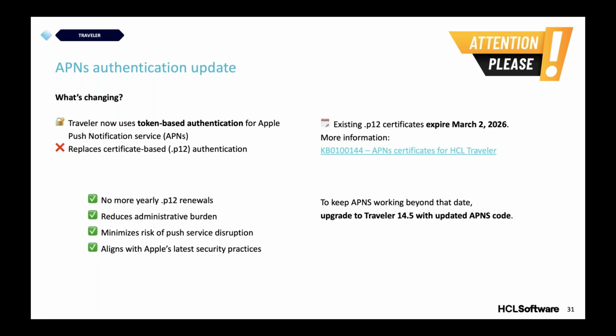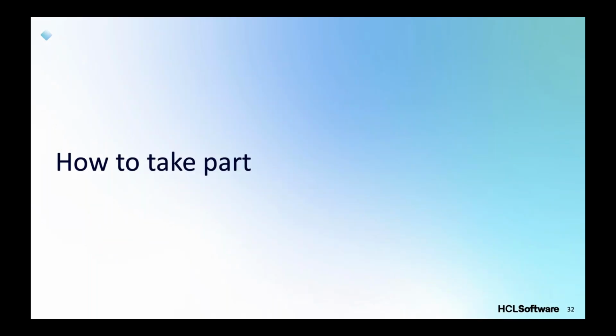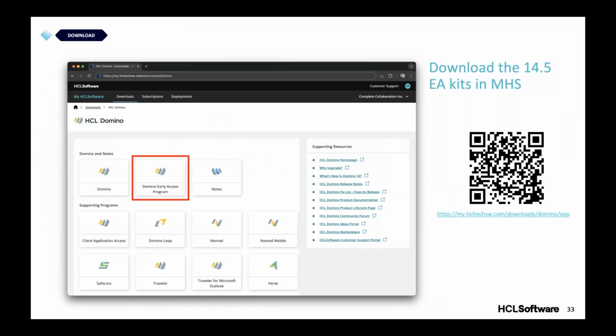All right. And with that, moving on to the next section, how to take part. So if you've been with us since our first early access program, you know the drill. If you're new, it's fine. Here's how you can participate in the early access program. If you're already a Domino CCP customer, you will have access to the EAP kits, which are exclusively available in our My HCL software portal. There is a Domino Early Access Program widget in there where you can access the kits.